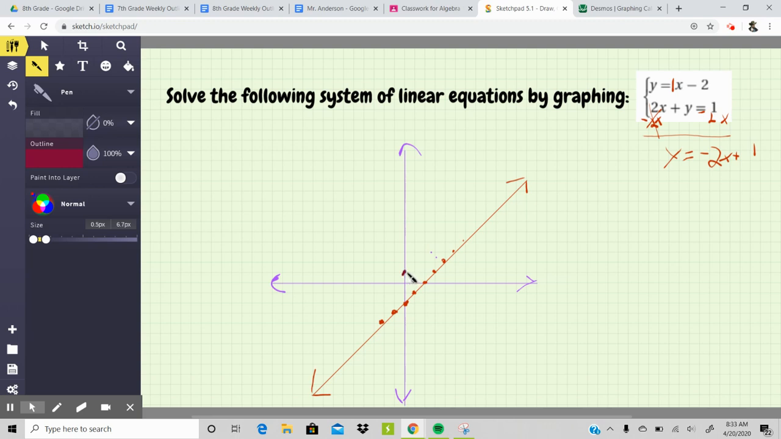And my slope is -2. And remember, -2 is the same thing as -2 over 1. So my rise would be -2, which is like going down 2 and then to the right 1. Down 2 and then to the right 1. Continue that pattern. Connect my line really quick.